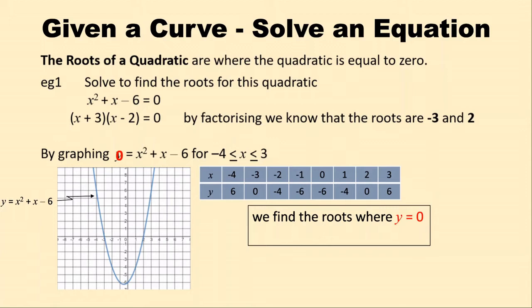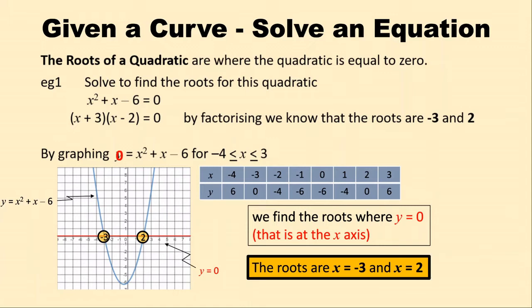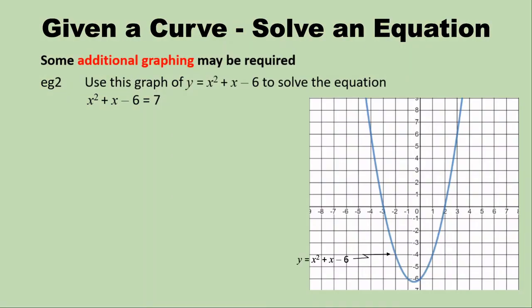Y equals 0 on my graph is actually the x-axis. It's a horizontal line that crosses the y-axis at 0. So I'll graph that on there, and I can see there are 2 solutions to this simultaneous equation. My curve crosses my line in 2 places, once at -3 and once at +2. So that's my solution. X is equal to -3 and x is equal to 2. Those are my roots. Sometimes we're going to need to do a bit of additional graphing.